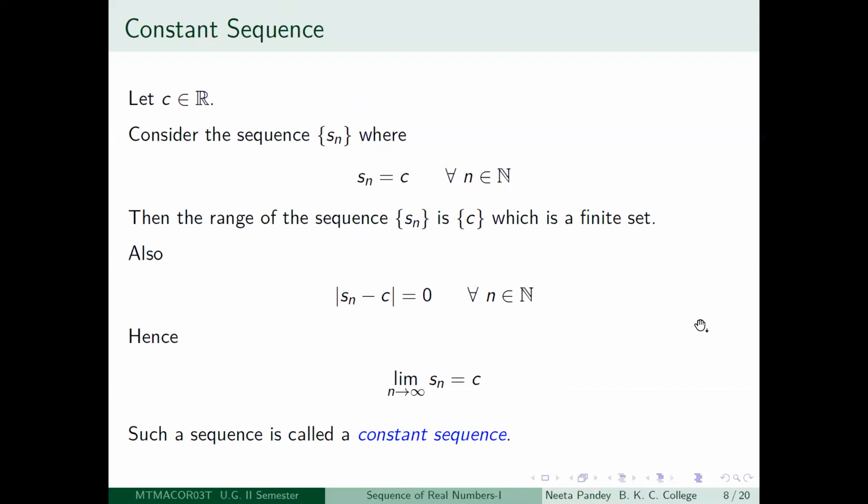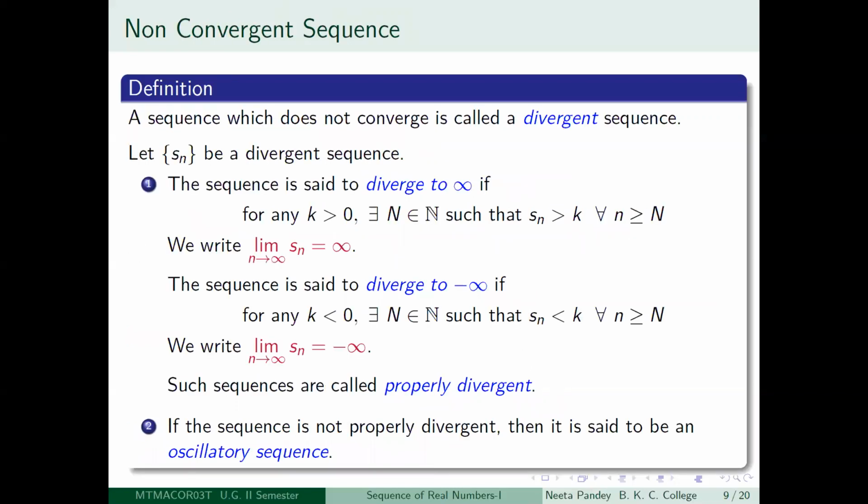That is what you expect, right? All the values are going to be hitting just the point C. So the sequence has to converge to that point. So such a sequence is called a constant sequence for obvious reasons. The terminology is quite clear. So we do have these sequences. And if a sequence is not convergent, then we say that it is a divergent sequence.